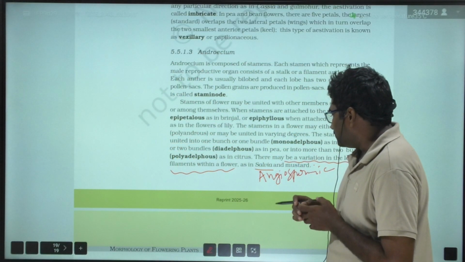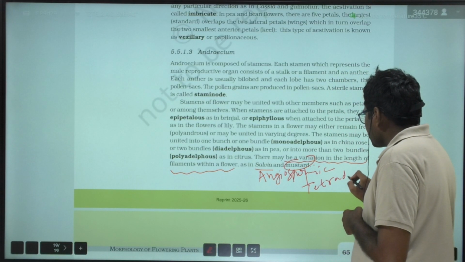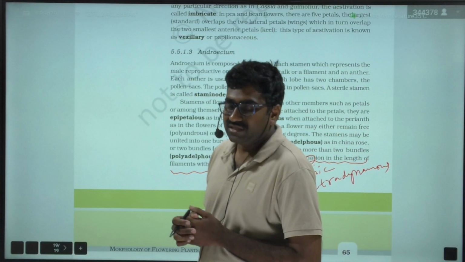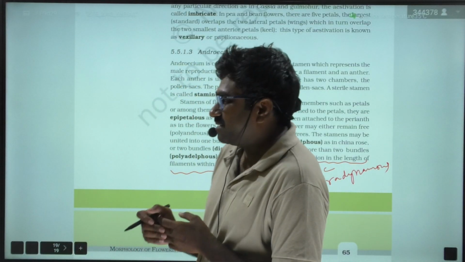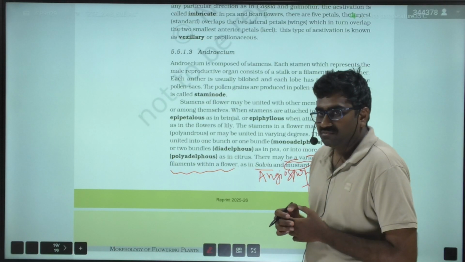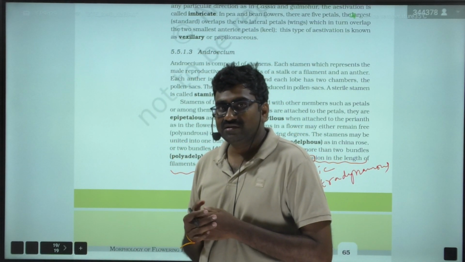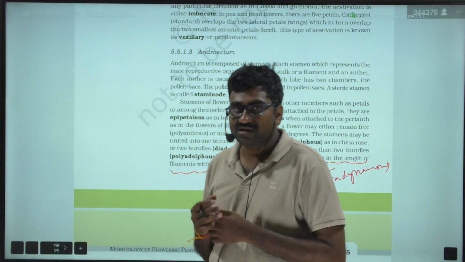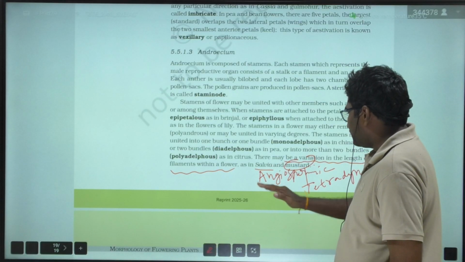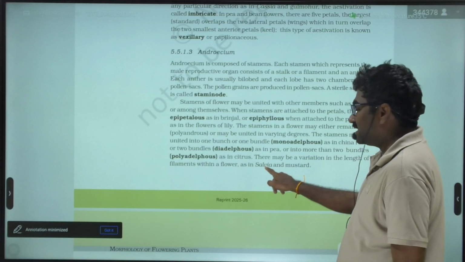Mustard possesses the tetradynamous condition, whereas salvia possesses the didynamous condition. So we have 6 stamens in mustard and 4 stamens in salvia. In mustard, 2 are short and 4 are long, with 2 on the outer side and 4 on the inner side. Remember that within the flower there may be variation in the length of filaments. Example: salvia and mustard.